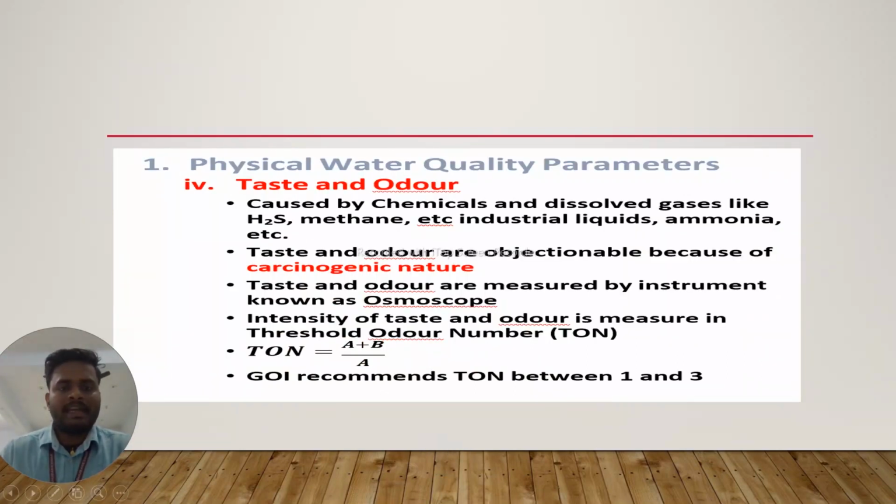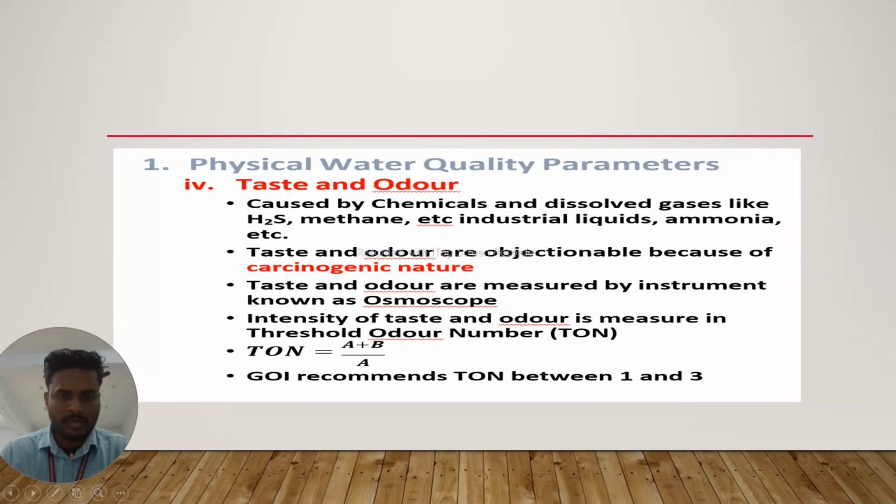Then taste and odor. So what is taste and odor? Taste and odor are caused by chemicals dissolved in water, and dissolved gases like H2S and methane. So that's the chemical present in that water or dissolved in water, and we have to measure the taste and odor. Taste and odor are objectionable because of their carcinogenic nature, right? Taste and odor are measured by the instrument known as the osmoscope.